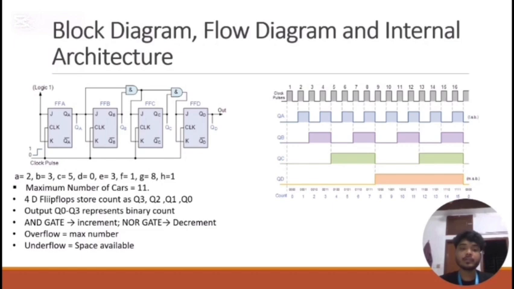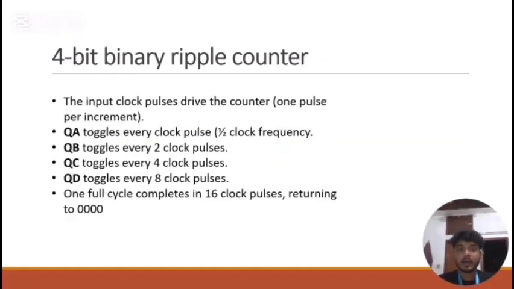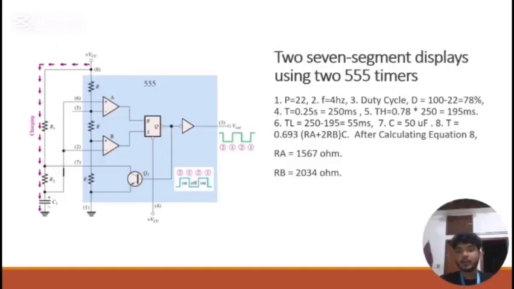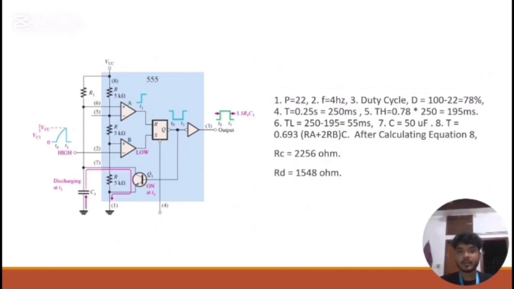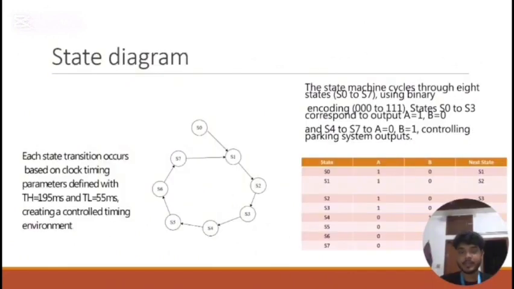And here we used 4 D flip-flops to store the counter as Q3, Q2, Q1 and Q0. I use a 4-bit binary counter. We also used 2 seven-segment displays using 2 555 timers. And here are the values of RA, RB, and here are the values of RC and RD. We used a state diagram.